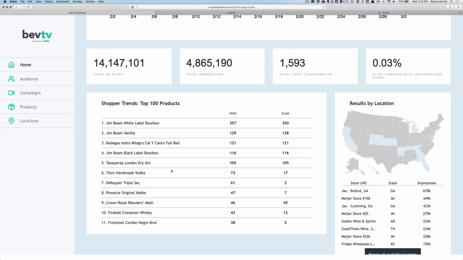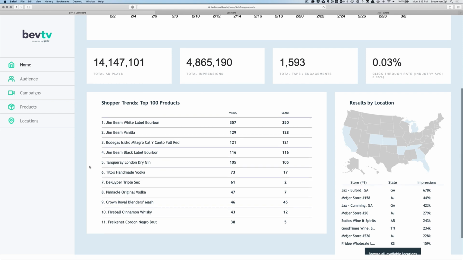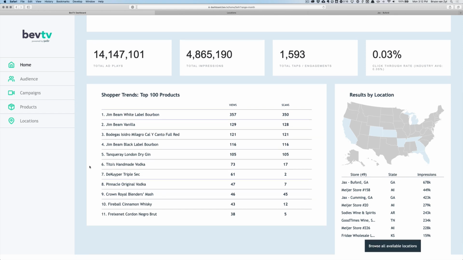We've got a chart here called Shopper Trends Top 100. And this is looking at the same time period, if we're on the last 30 days at the top. In those 30 days, what are the top 100 products that are being viewed on the displays across the whole BevTV network? Not all of these brands or products are advertising on the network. Some of them are just organically showing up higher on the list.